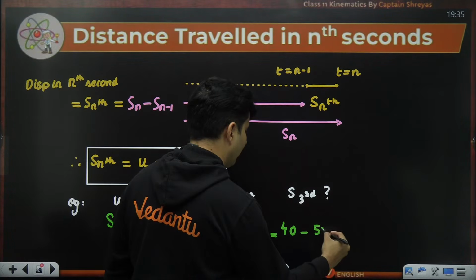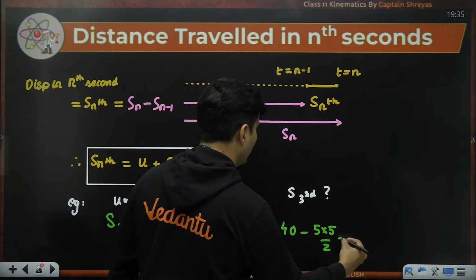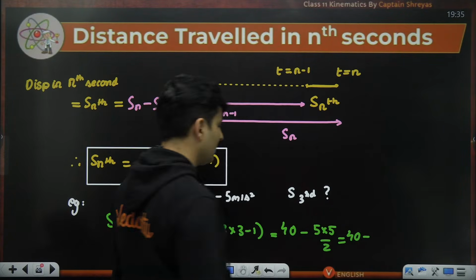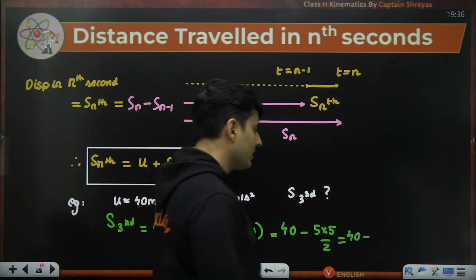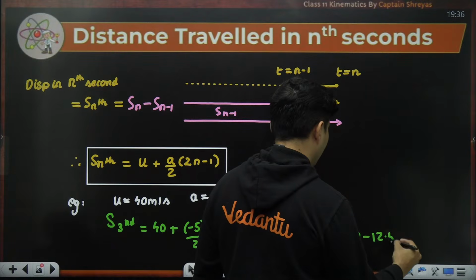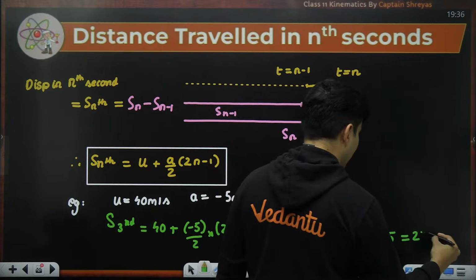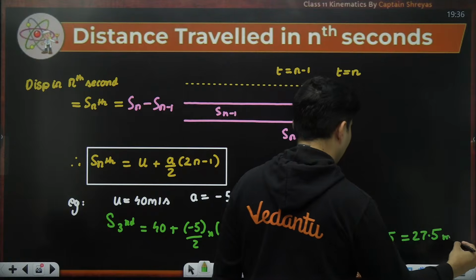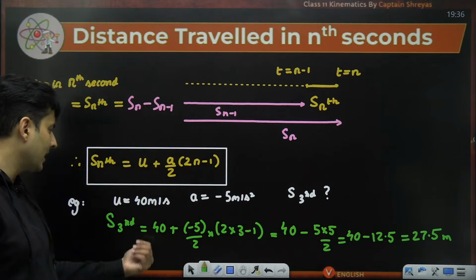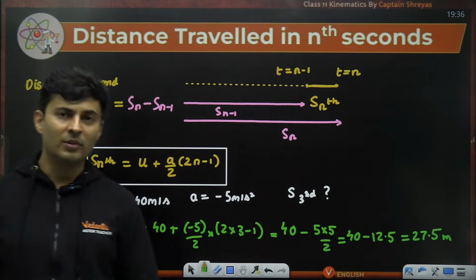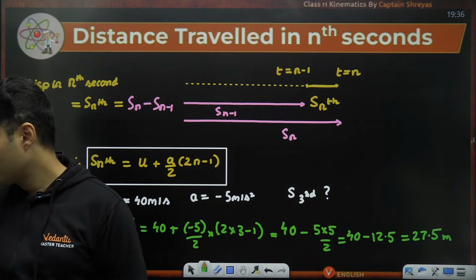So minus 5 into 5 divided by 2. So this will be 40 minus, this is 25 by 2, which is nothing but 12.5. Now 40 minus 12.5, that is 27.5 meters. So in the last second, it would have moved these many, 27.5 meters. Cool?